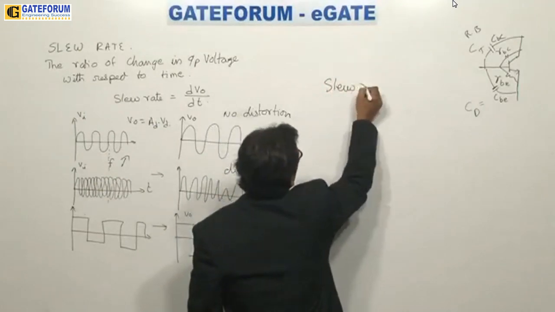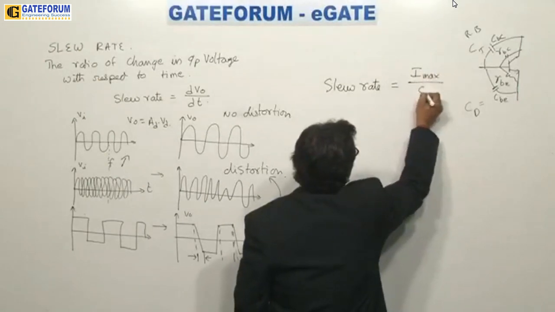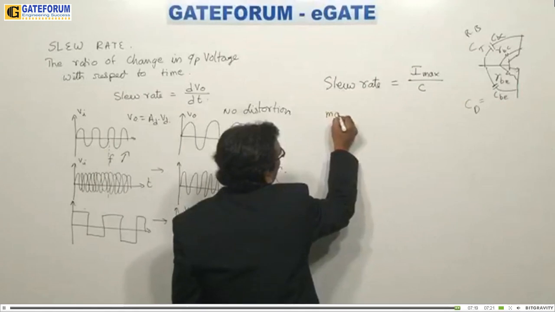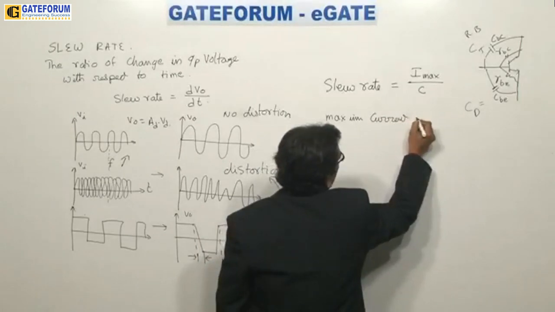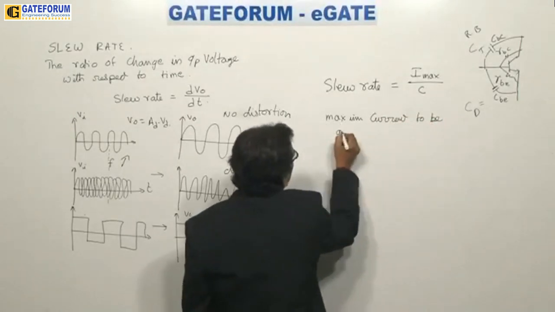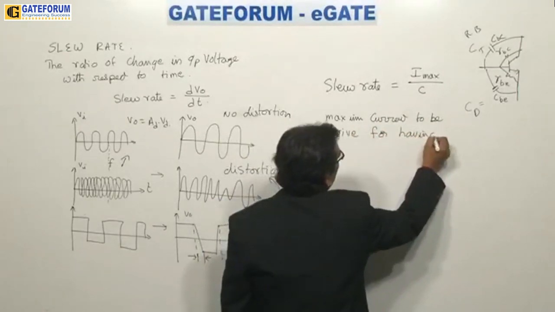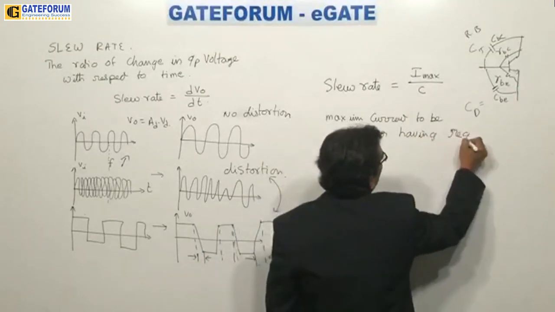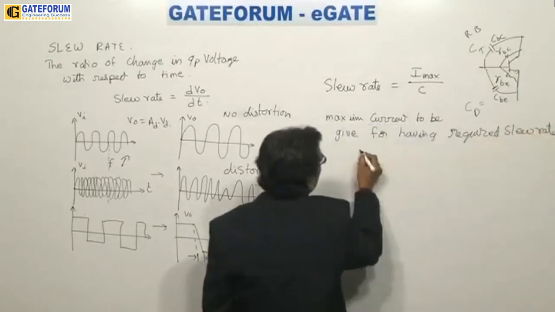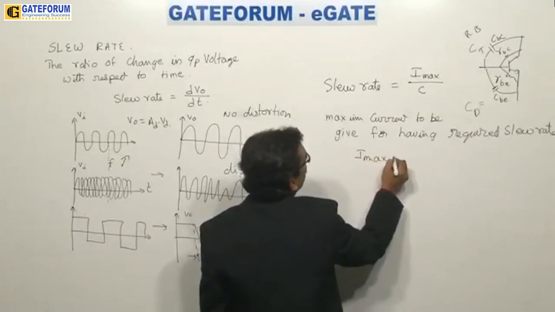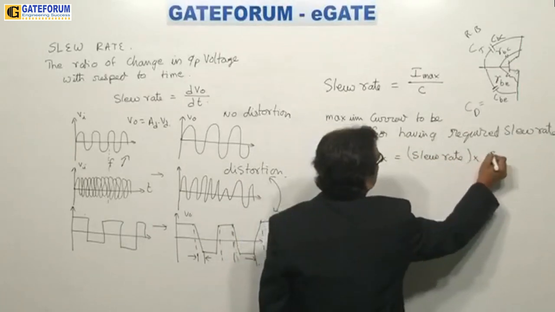Now take this formula. Slew rate is equal to I max divided by C. Maximum current to be given for having the required slew rate: I max is equal to slew rate into C.